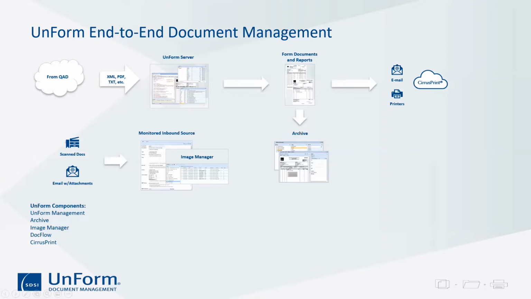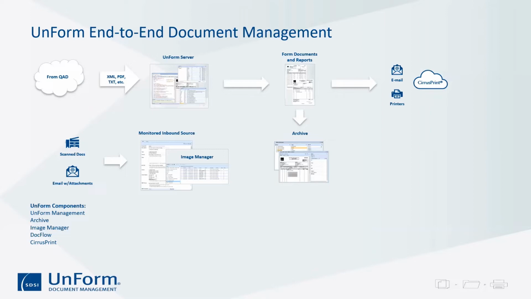So we know how to get documents from QAD. The second way we get documents is from scanned and emailed attachments. We monitor an inbound source. For scans, there are folders on the network, and there can be multiple folders because you could have scanners in different locations scanning to multiple folders. And then we can pick them up, and emails come in to targeted email folders.